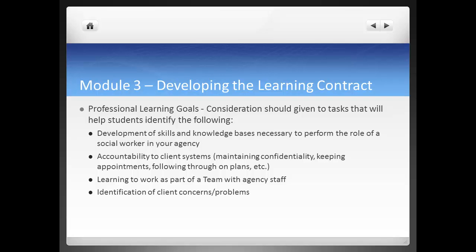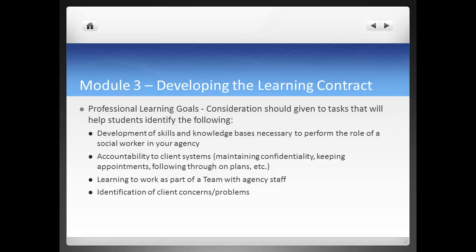So here you're going to really be looking at the student in terms of, are they showing up on time? Are they making their appointments? Are they following through with phone calls, with getting clients in touch with resources that maybe they have agreed to provide? Are they understanding the importance of confidentiality and maintaining confidentiality?